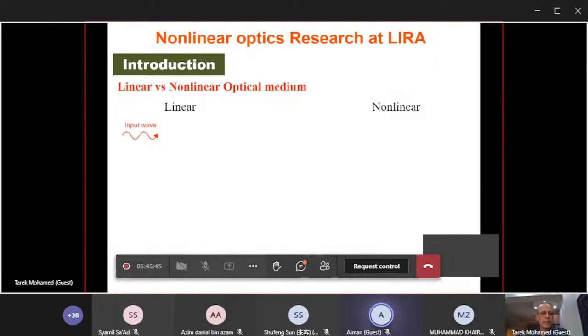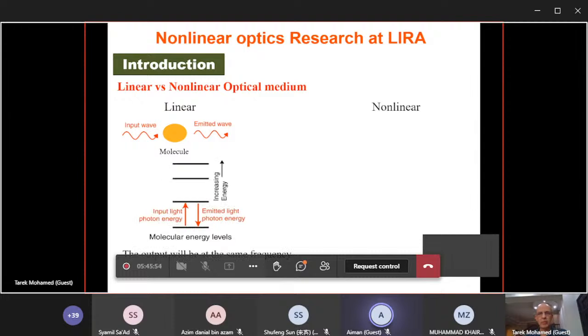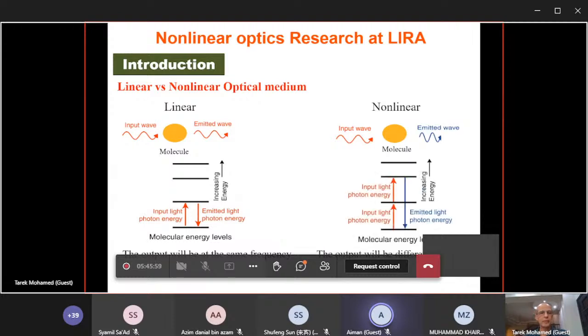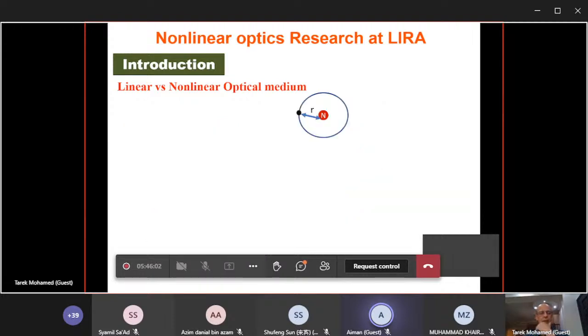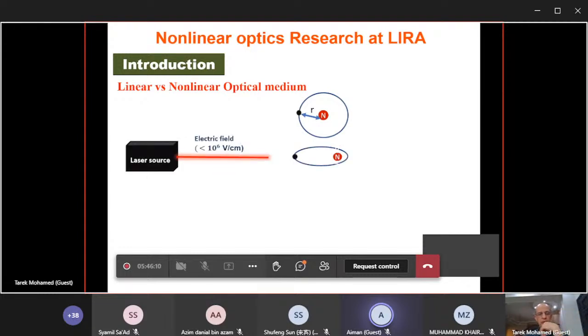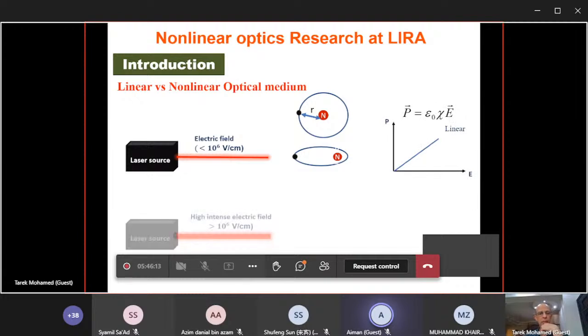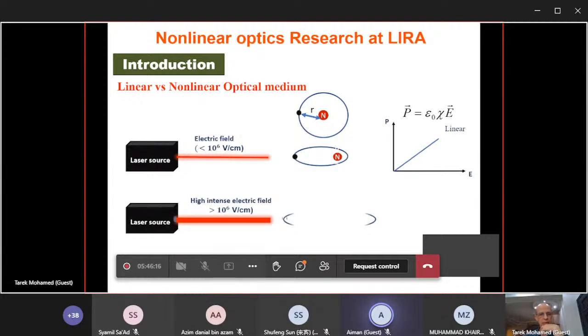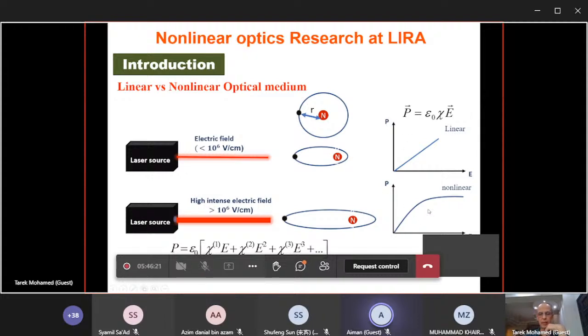In the linear regime, the molecule or sample absorbs photons and emits the same photons, but in the nonlinear regime, the molecule absorbs a photon and emits another photon. Here is a picture of the atom, a hydrogen atom. In the normal case nothing happens, but if we expose it to a laser, some effects start, and this effect becomes larger as the laser intensity increases. You can see here the polarizability increases nonlinearly as the laser field increases.